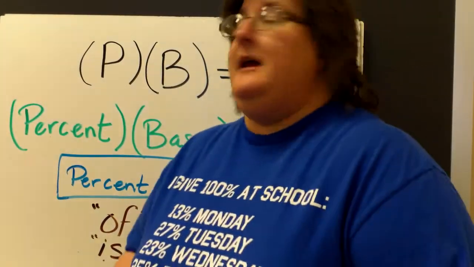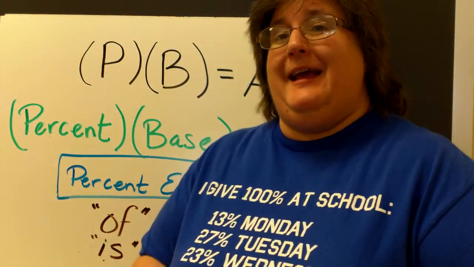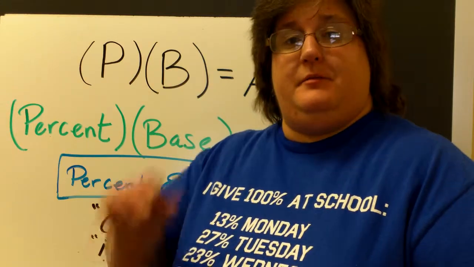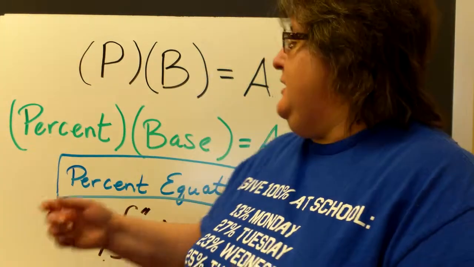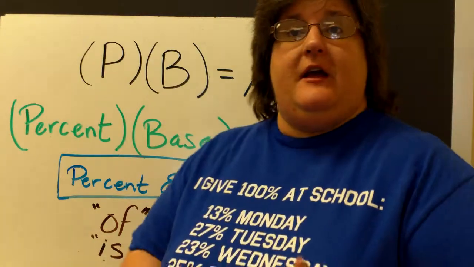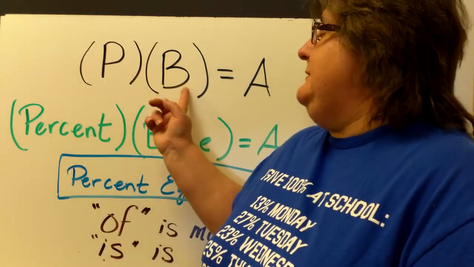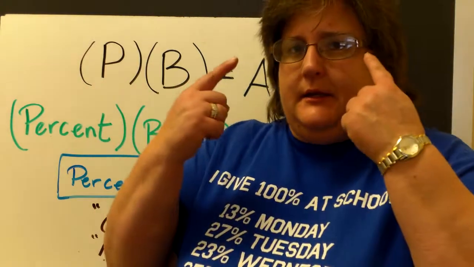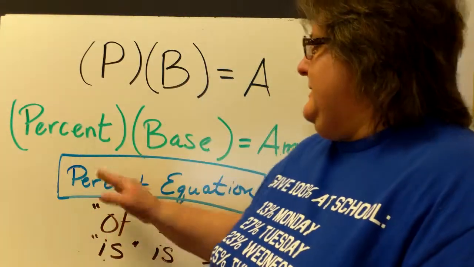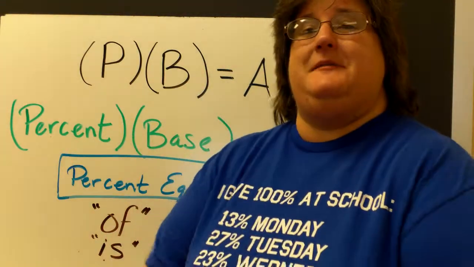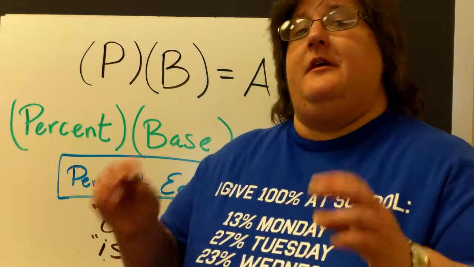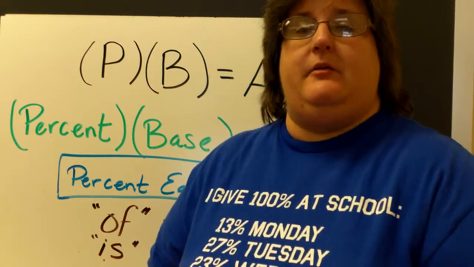We're going to talk today about percents, and actually not just converting back and forth between fractions, decimals, and percents, but percent equation. The first thing up there, P times B equals A. You need to get that practically tattooed in your eyelids. That's the percent equation. Percent times the base equals the amount. If you take the percent times the base, it's going to equal the amount.